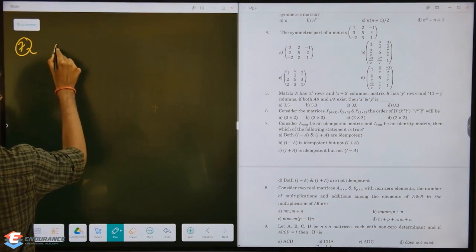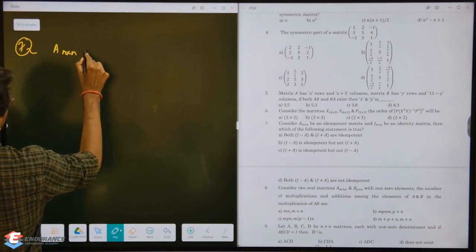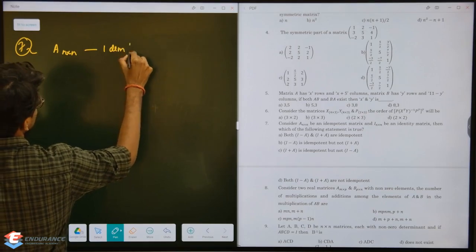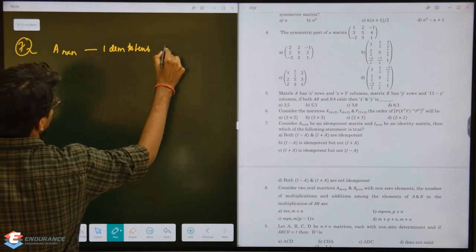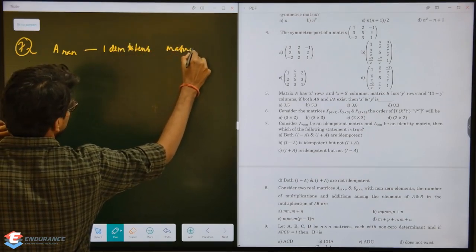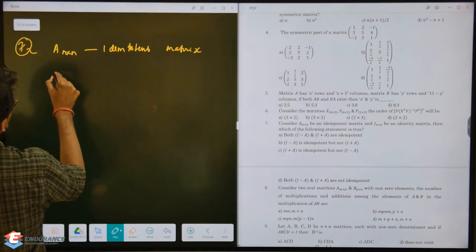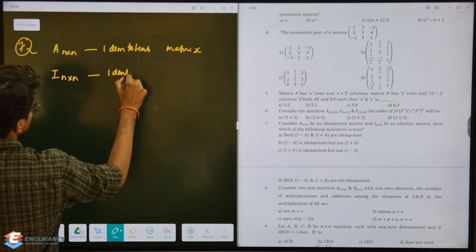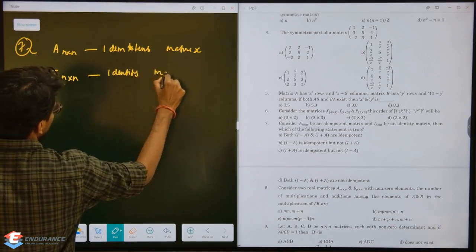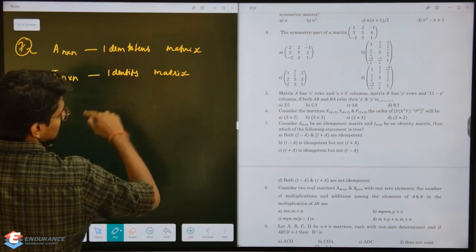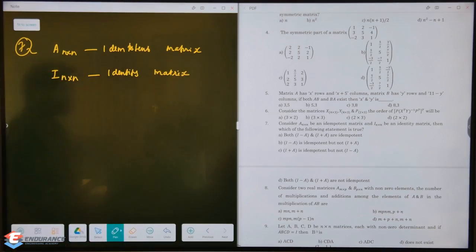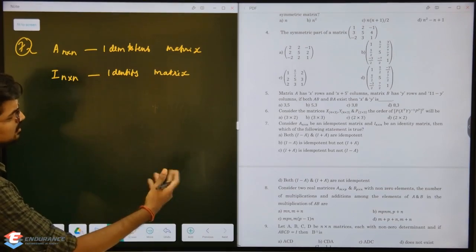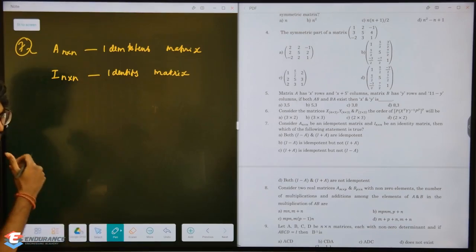So they said that A n cross n is an idempotent matrix, and I n cross n is the identity matrix, and which of the following statements is true? So they are asking us to find out whether I minus A and I plus A are idempotent or not.